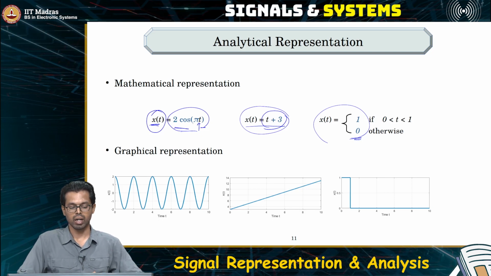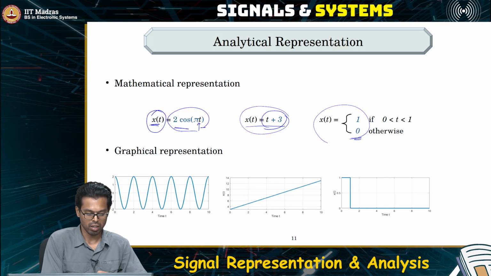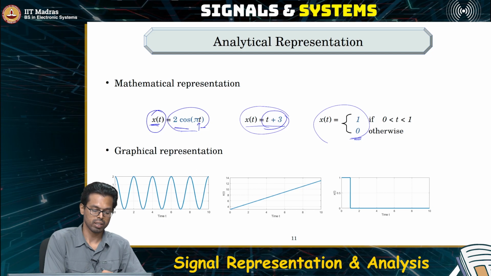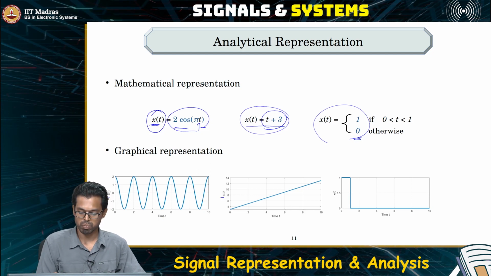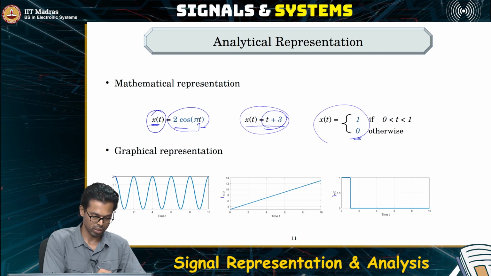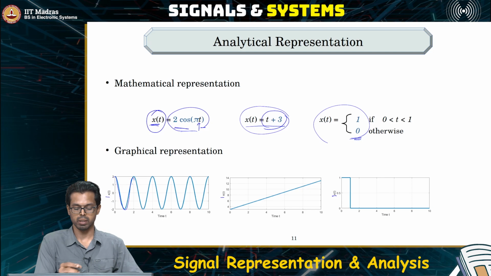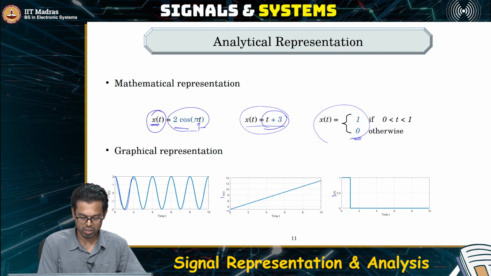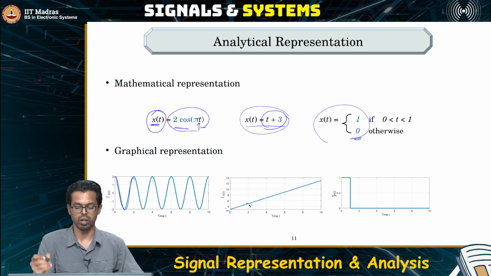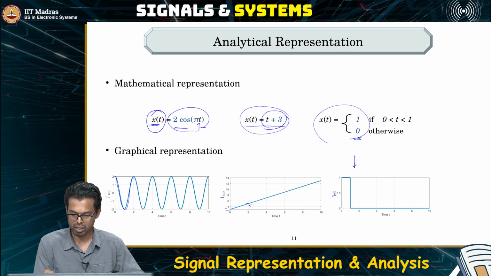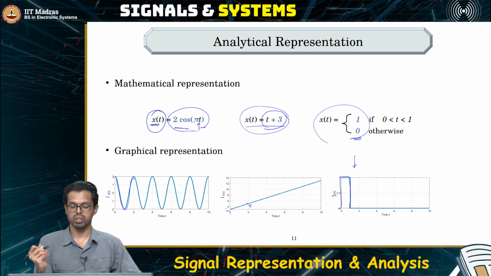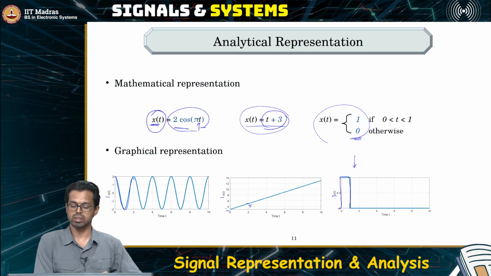We can also graphically visualize this by drawing a plot where the x-axis is time and the y-axis is the signal we are trying to visualize. So 2 cos pi t will look like this cosine function that you have here. For t plus 3, whatever the time is, as you can see, it just adds 3 to it. At 0 you have 3, at 2 you have 5, and so on. And this function is just a pulse. It's a nice rectangular pulse that you see between 0 and 1, and everywhere else it is 0.